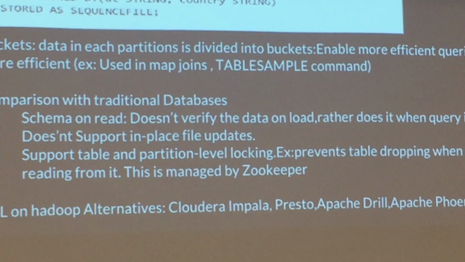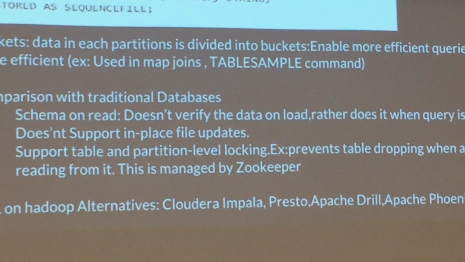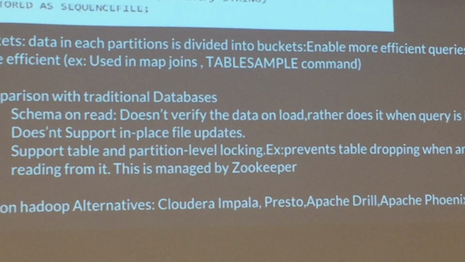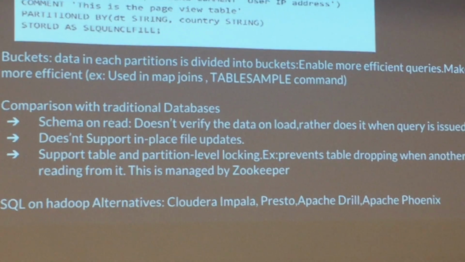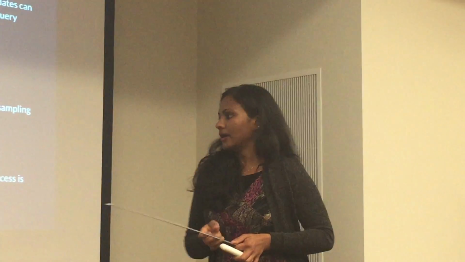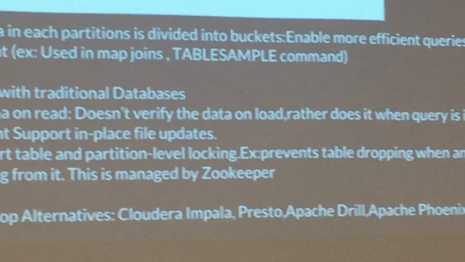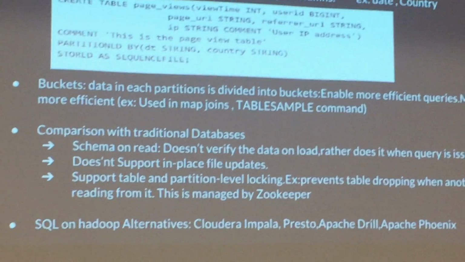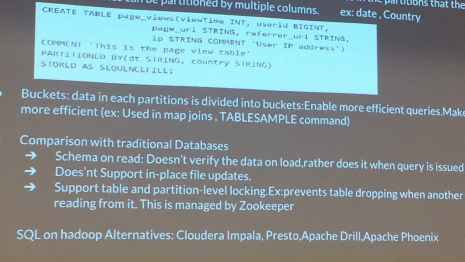And it doesn't support in-place file updates, which means any inserts or updates that we create will be stored in small delta files, which will be periodically added onto the Hive tables. And the third one is that it provides locking. So if one process uses a Hive table, another process cannot drop the table. And like Hive, there are other alternatives on Hadoop, like Impala, Presto, Drill, and Phoenix, and today we learned Spark SQL.